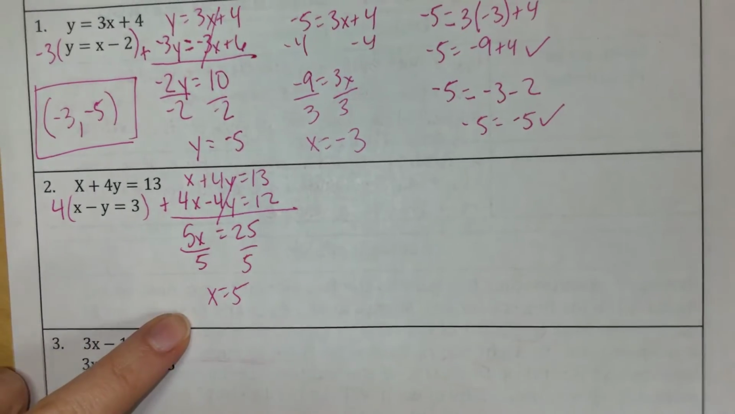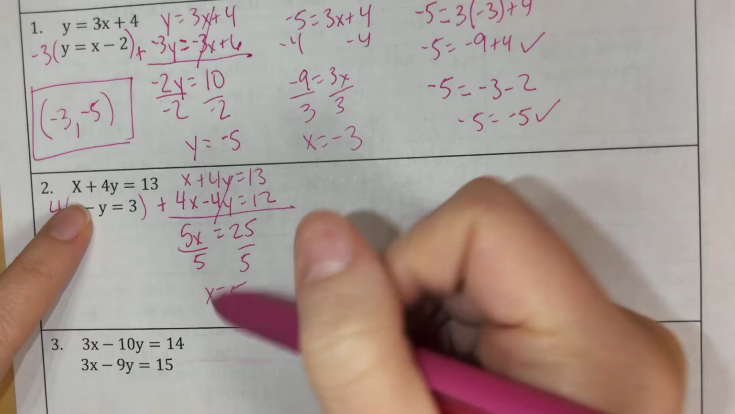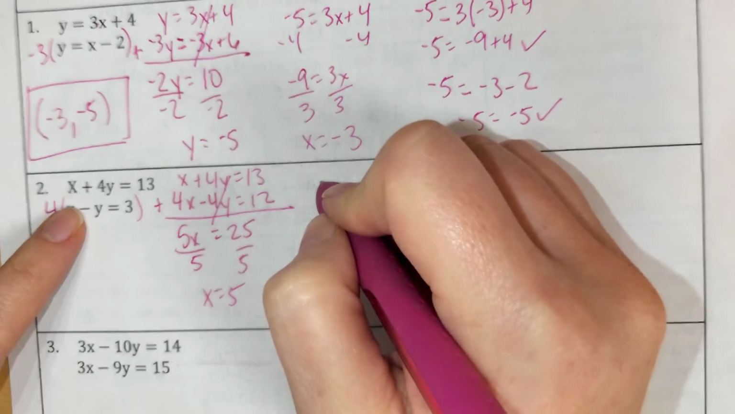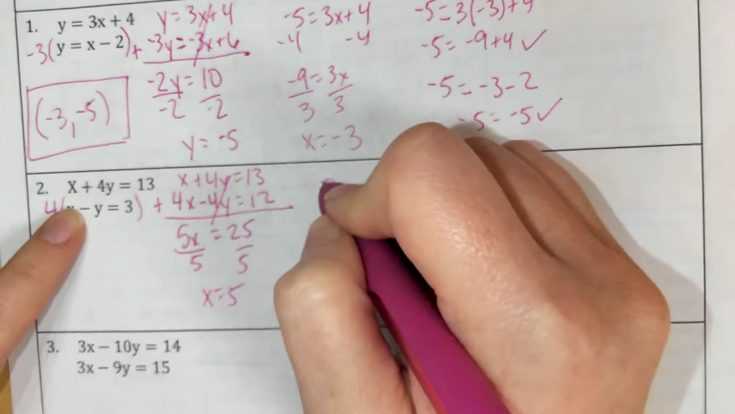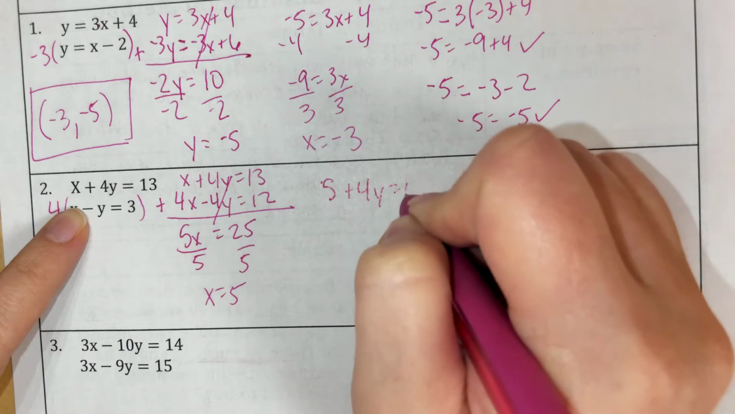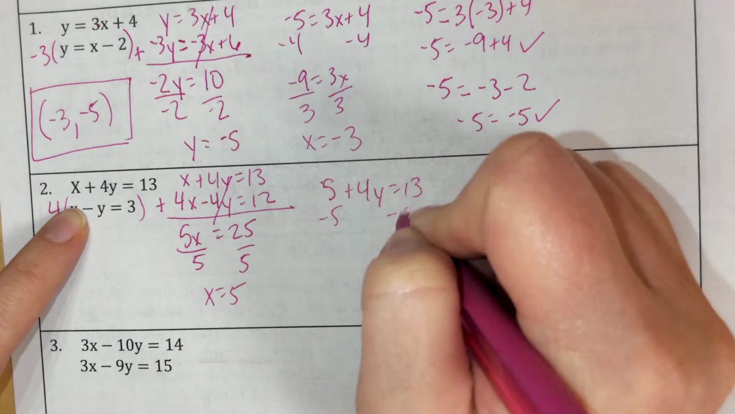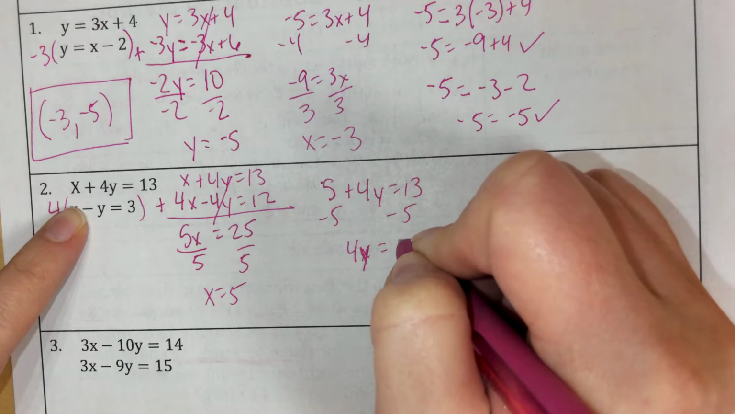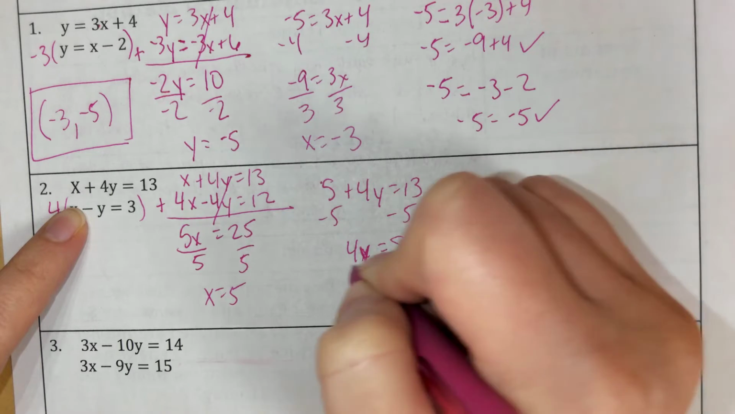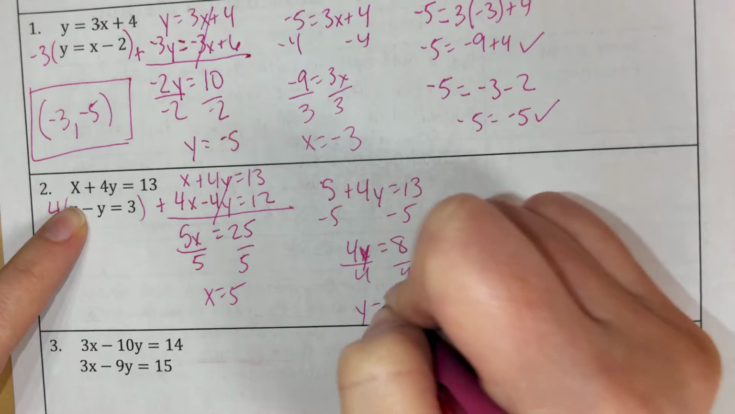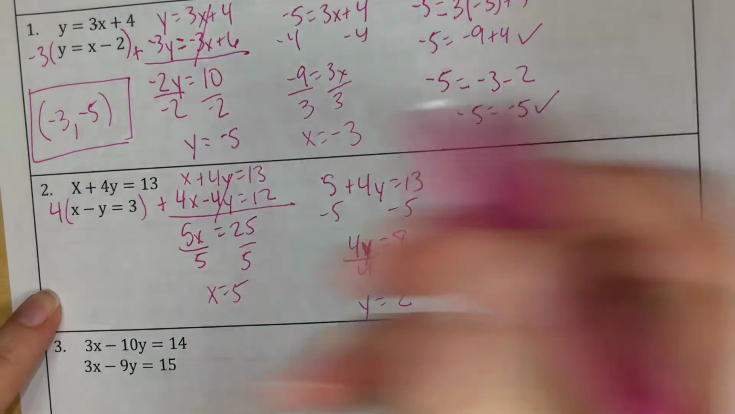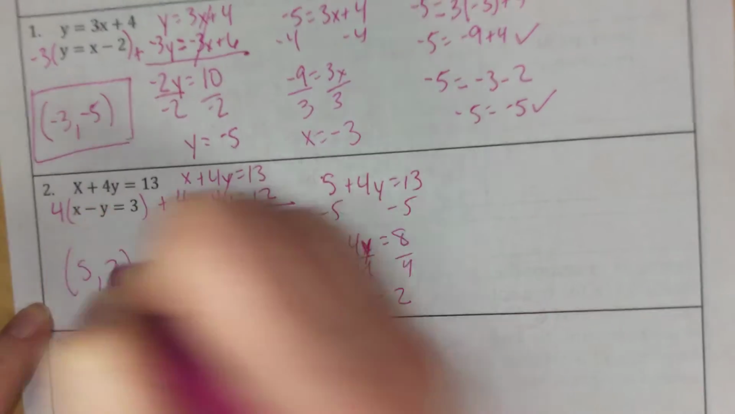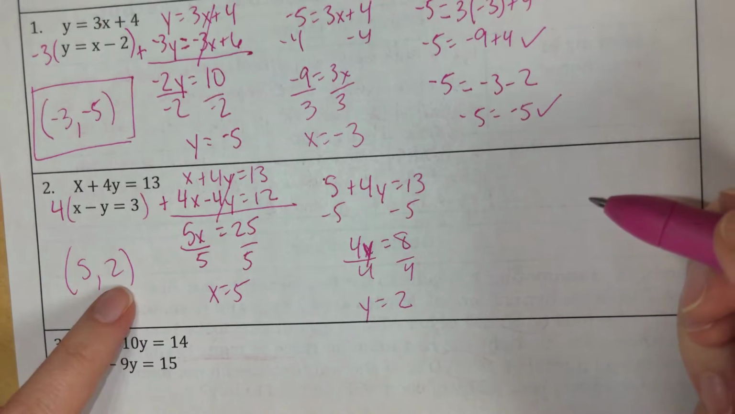Once I know what one of the values is, I can plug it into the equation, top or bottom, and find the other variable. So 5 plus 4y is equal to 13. I can subtract the 5. I get 4y is equal to 8. And I can divide by 4 to get y is equal to 2. So my ordered pair here that I found is 5, 2. X is 5, y is 2.